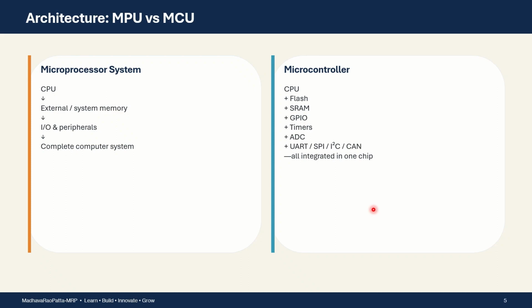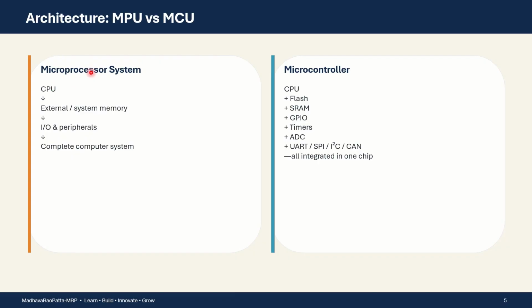Then, coming to the microprocessor and microcontroller architecture, let's see how the systems are arranged. Now let's compare their architecture. Typically, in a microprocessor system, the processor works with external, system-level memory and other supporting components. In contrast, the microcontroller integrates many of these functions inside the same chip.